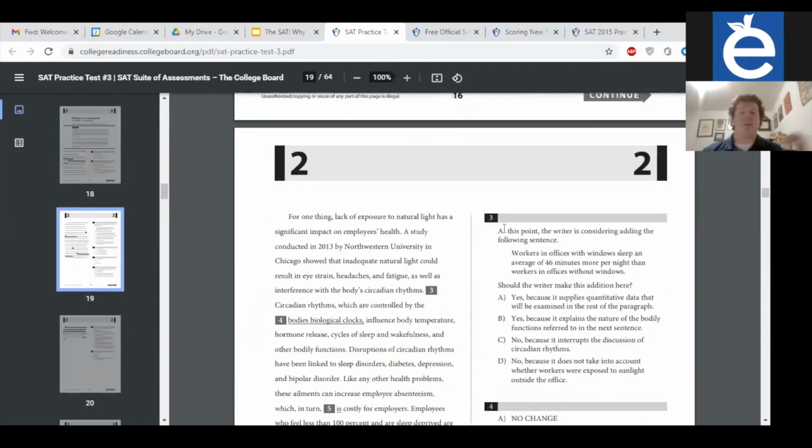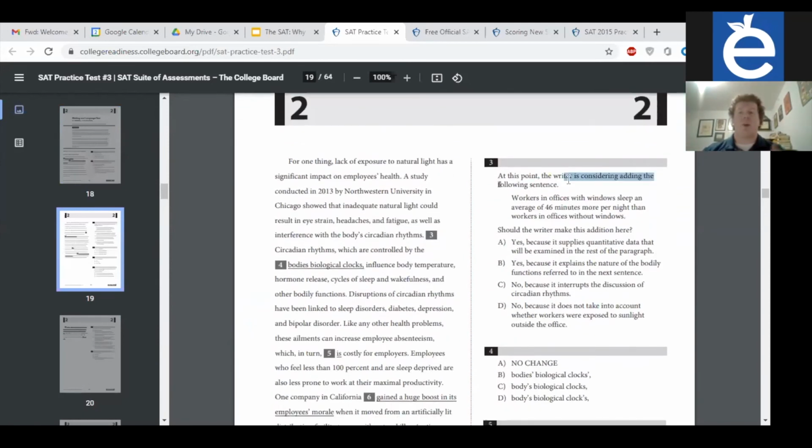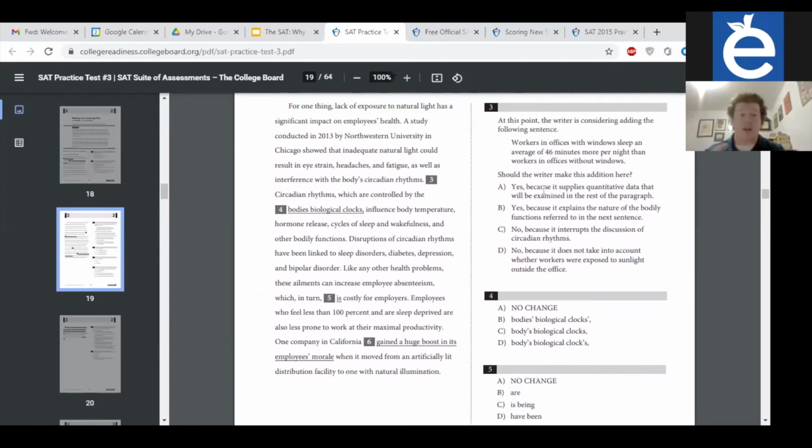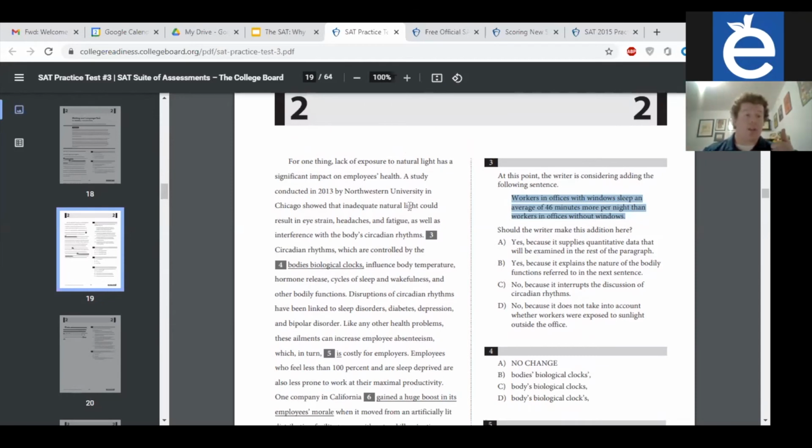Okay, moving on to number 3. At this point, the writer is considering adding the following sentence. So this is the recurring format of the question that I mentioned earlier. With this recurring format, we can have a consistent approach. This inclusion here: workers in the office with windows sleep an average of 46 minutes more per night than workers in offices without windows. We want to read through our context without it, read through our context with it, and see which one seems more appropriate.